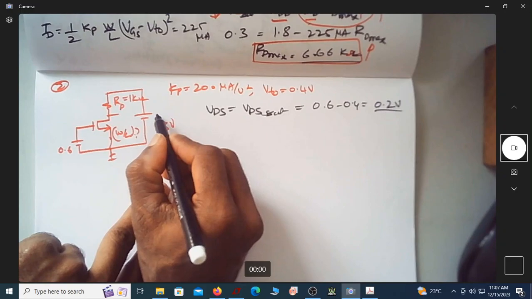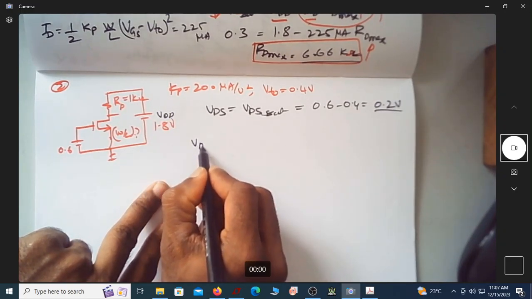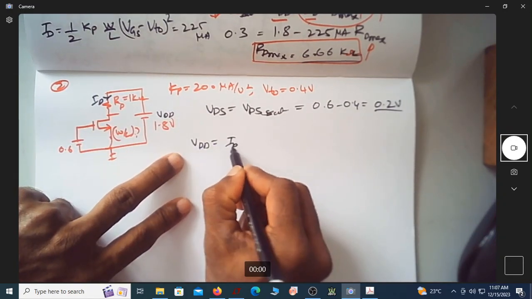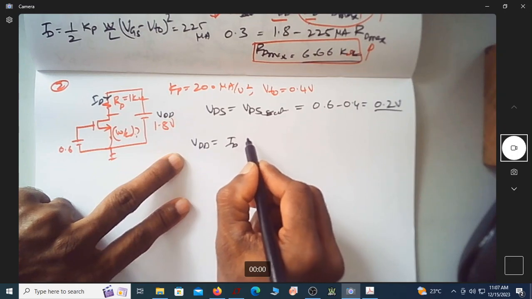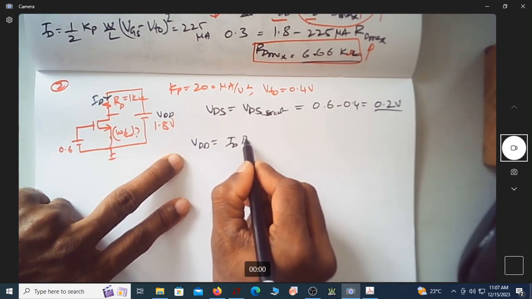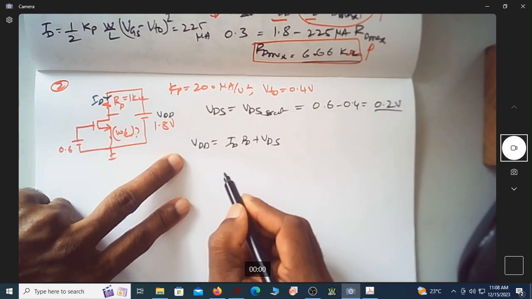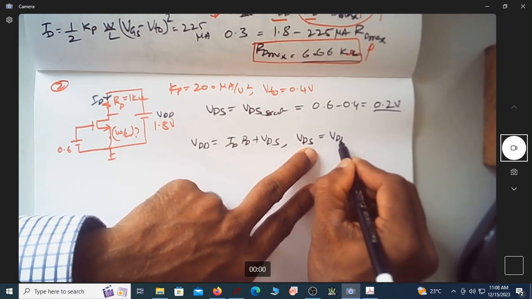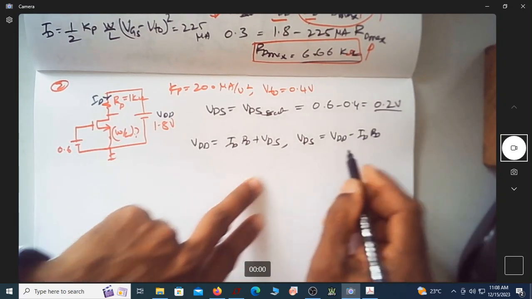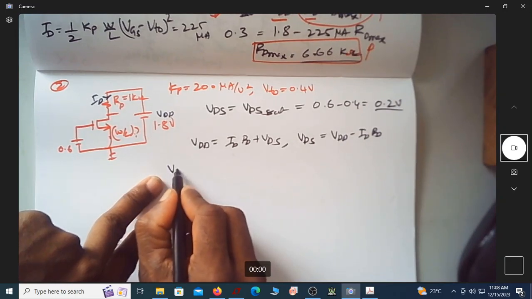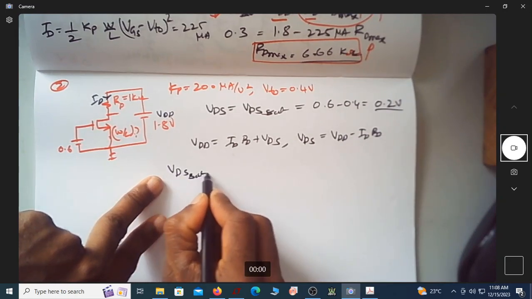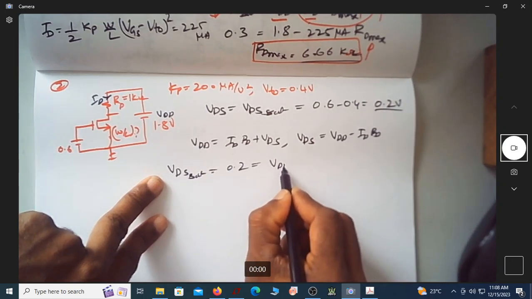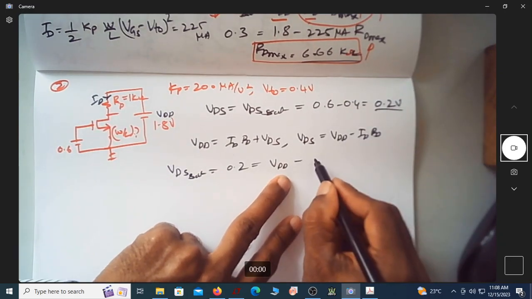Again, as we did in the last problem, VDD is equal to the current flowing, ID, times RD, plus VDS. So now I can rewrite this as VDS is equal to VDD minus ID RD. So can I now write this VDS SAT, 0.2, is equal to VDD minus ID RD?